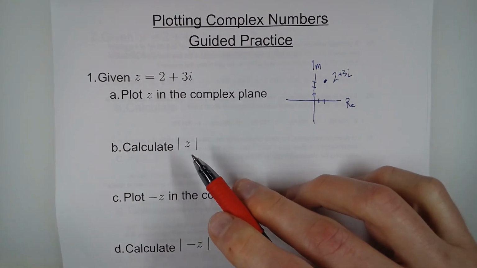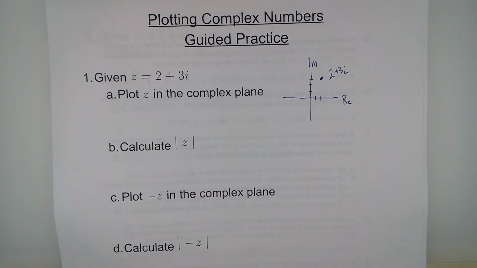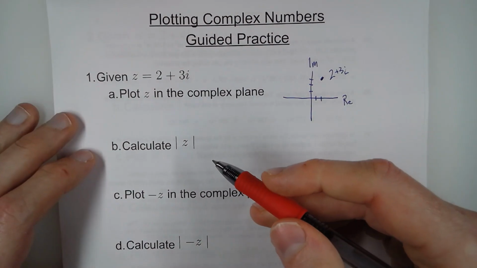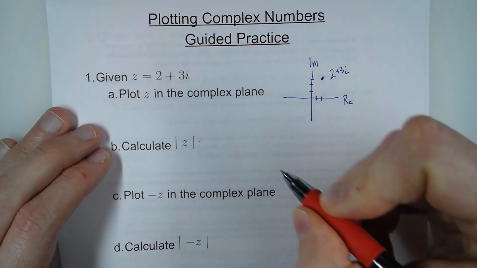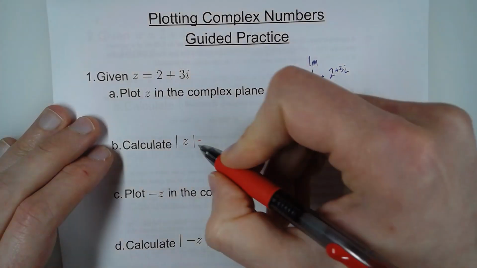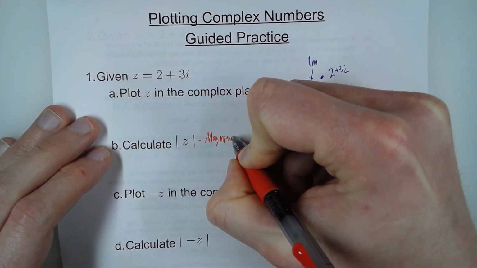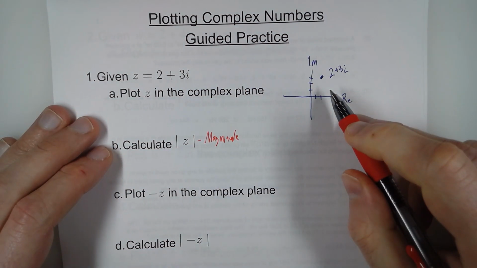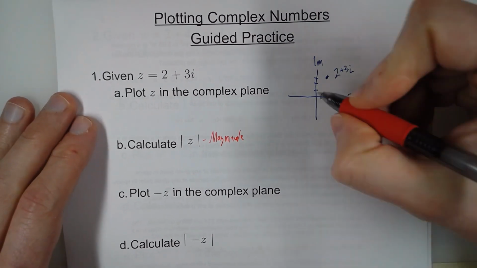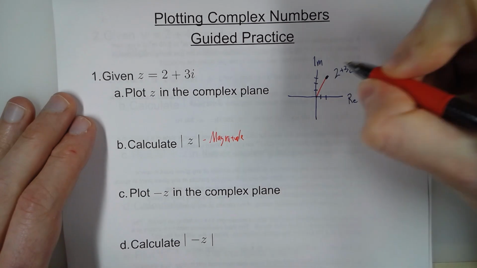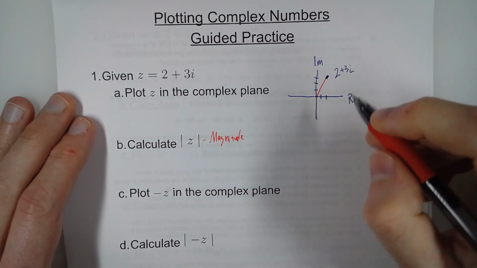That's how we graph it. Now, part B says we want to calculate the absolute value of z. At least that's what it looks like. Now, this is just another way of saying the magnitude of z. Another way to think about this, besides magnitude, is what is the distance from 0? Because that's what absolute value meant when we just had a single number. Well, that's the same thing here. We want to know what is the distance from the origin, from 0.